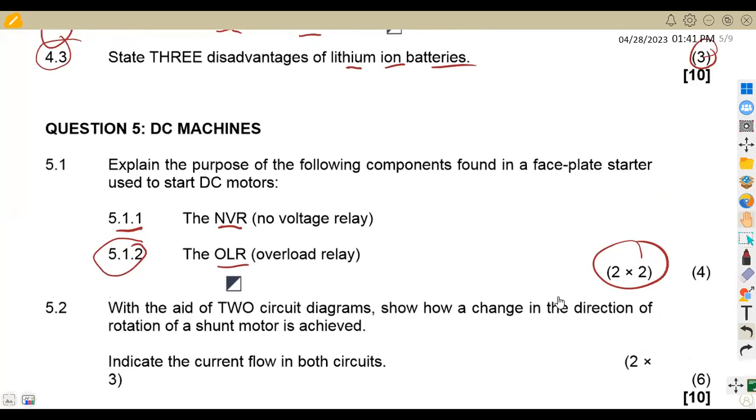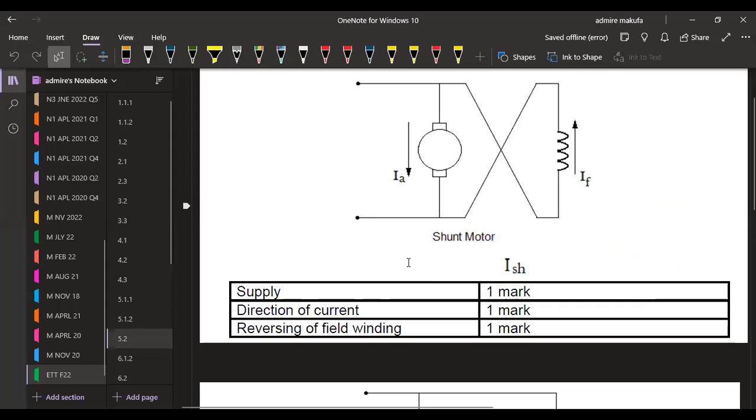On 5.2, with the aid of 2 circuit diagrams, show how a change in direction of rotation of a shunt motor is achieved. Indicate the current flow in both circuits. So we're asked to represent both circuits, the direction of rotation of a shunt motor. All right, so this is what we got for the first part, a shunt motor.